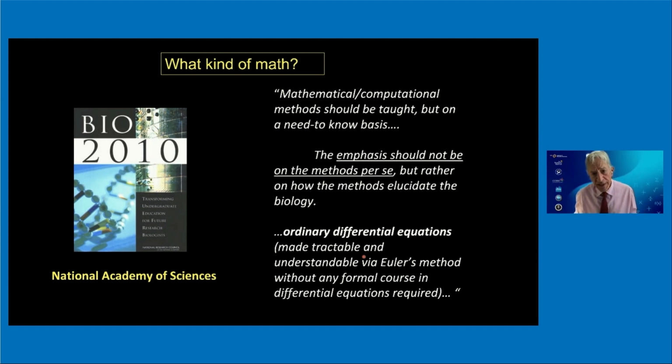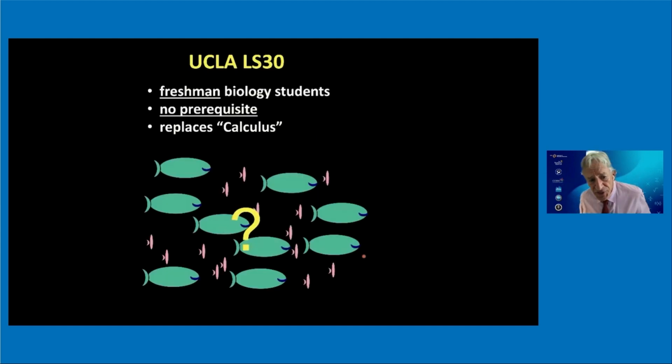So our deans and us decided to design a class, which is given in the life sciences. It's called Life Sciences 30. It's taught to freshman biology students. So these are 3 months out of high school. There is no prerequisite, no calculus, no pre-calculus, no pre-pre-calculus, no college algebra, no prerequisite. And for life sciences students, it replaces the traditional calculus class to satisfy our quantitative reasoning requirement.